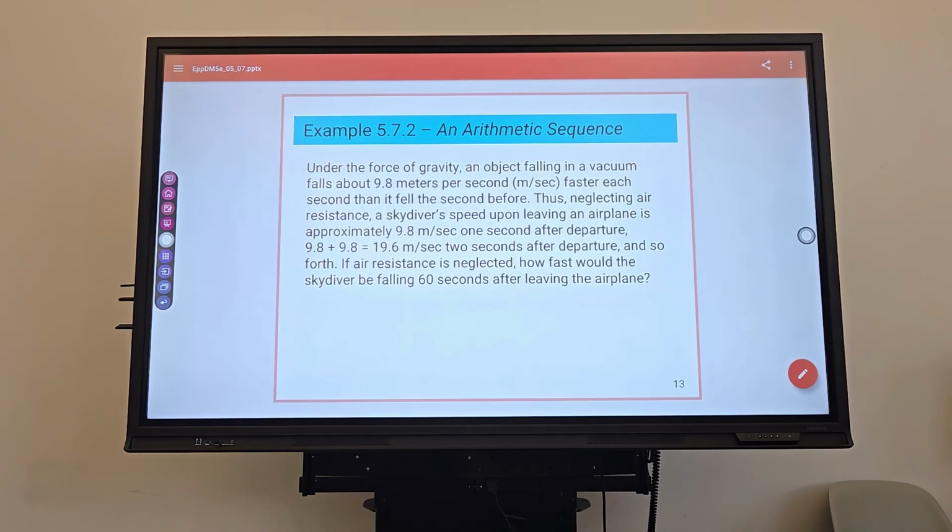So under the force of gravity, an object falling in a vacuum falls at about 9.8 meters per second faster each second than it fell in the second before. Thus, neglecting air resistance, the skydiver's speed upon leaving an airplane is approximately 9.8 meters per second after the first second, 19.6 afterwards, and so forth. If air resistance is neglected, how fast would the skydiver be falling 60 seconds after leaving the plane?